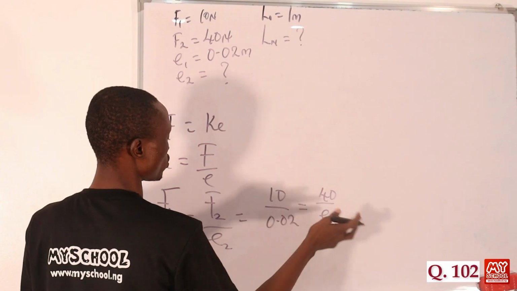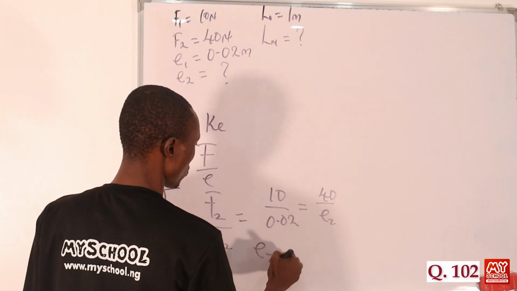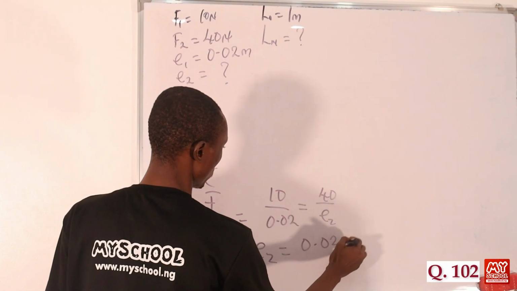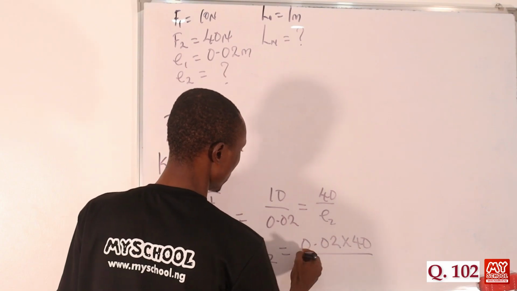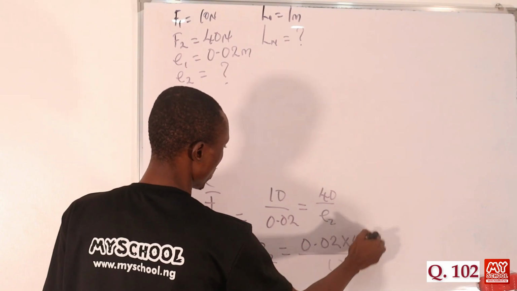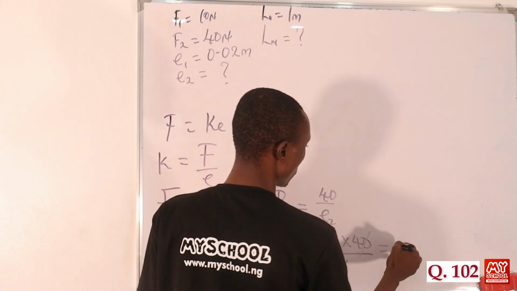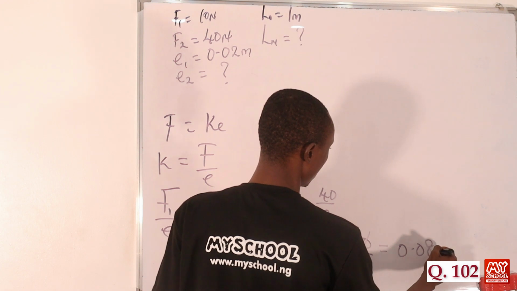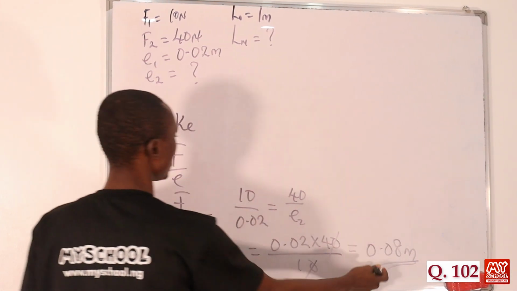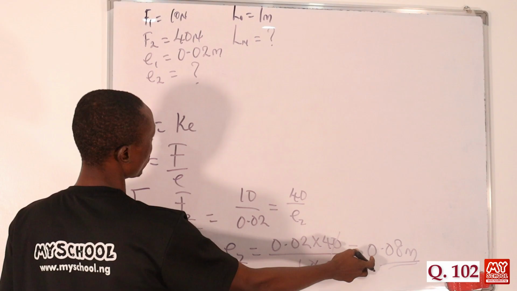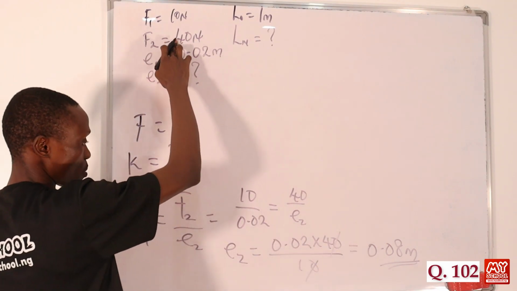So we'll just make E2 the subject of formula. So E2 will be equals to 0.02 times 40 divided by 10. So 0 will cancel out 0, so we'll be having 0.02 times 4, and that will be equals to 0.08 meters. So this is the value of the extension when a force of 40 Newton was applied to it.